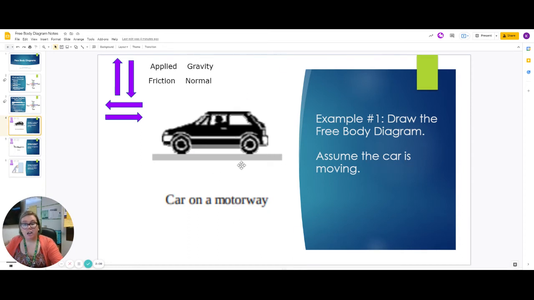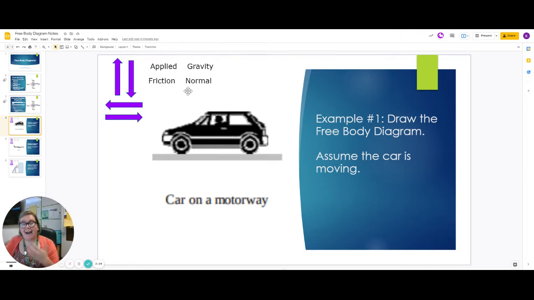So we've got a car here. It's on a motorway, so we can assume the car is moving. And now we've got to draw our arrows. So we have our four main forces: applied, gravity, friction, and normal. And we have our four arrows.